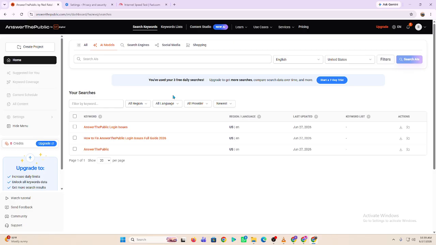Now organize your keywords into topic clusters. Group related ideas together so you can build authority around a single subject instead of scattered content. Don't just create random posts. Build a system, blogs, videos, FAQs, and guides that all connect using your keyword research.